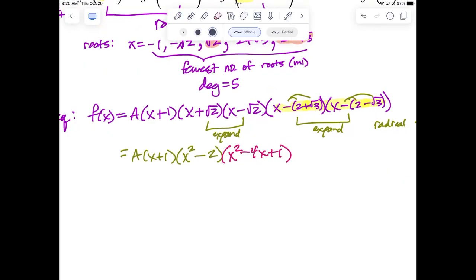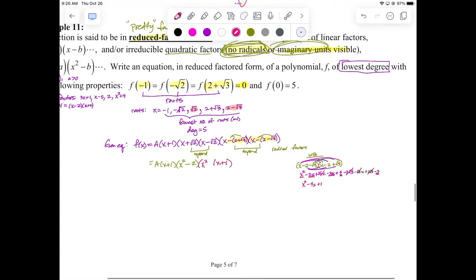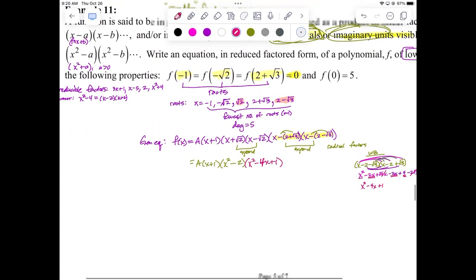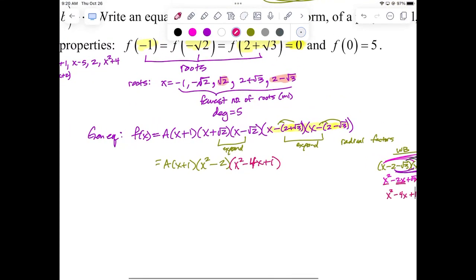All right, so here's your general equation in reduced factored form. You want to get it in reduced factored form before you find the value of a, because it makes it a lot easier, okay? Now let's find a. We're going to say at the point 0, 5, we'll plug in a 5 for f of x and a 0 for x.